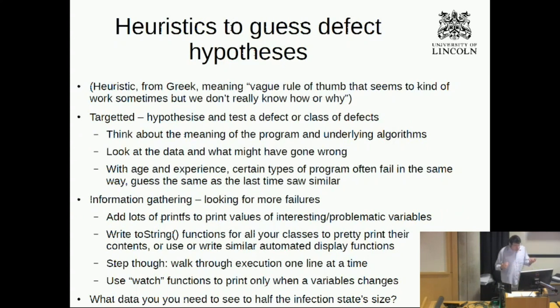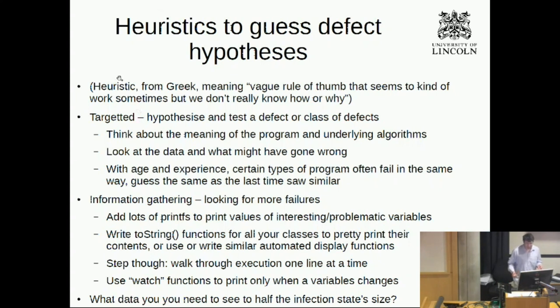So how do we come up with these experiments? How do we know what to try? We are faced with a failure. We are trying to find the defect, and we are trying to create an experiment that gives us information to reduce the size of the infected state. So this is the scientific method, okay? As in the regular scientific method, there is no obvious algorithm for doing this. What we have instead are heuristics.